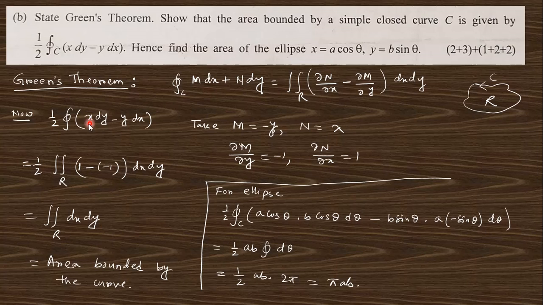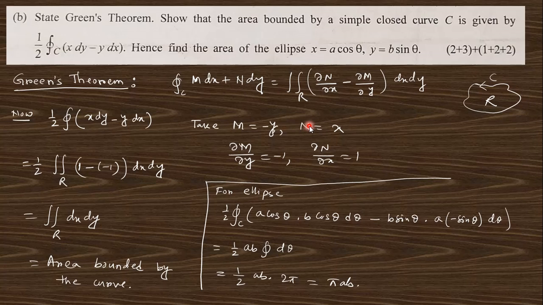Now if we want to find this, and compare this with that, M will be minus y and N will be x, so take the partial derivatives. If you put this value, you will get dx dy. You know dx dy is a small region, so if you integrate over the whole region, you will get the area bounded by this curve. So you can say that the area of a simple closed curve is given by this expression, the area bounded by this curve.